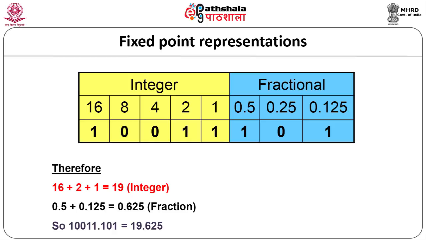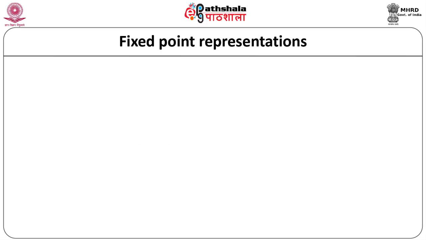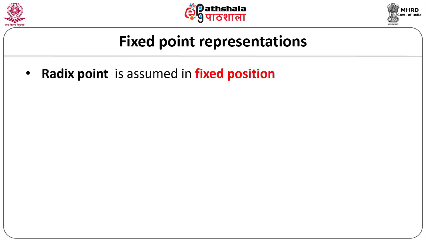10011.101. Integer and fractional parts are written separately along with their weights. Sum of weights results in the integer and fractional parts. Here, the sum of integers results in 19 and the sum of the fractional part gives 0.625. So, the real number represented by fixed point notation 10011.101 is 19.625.